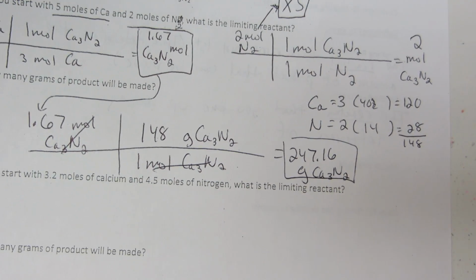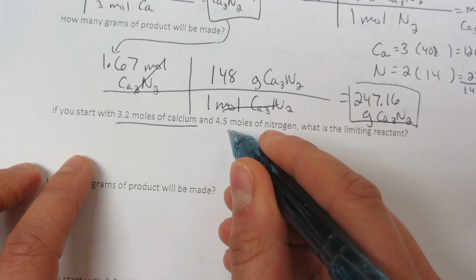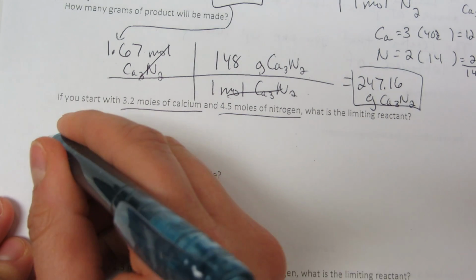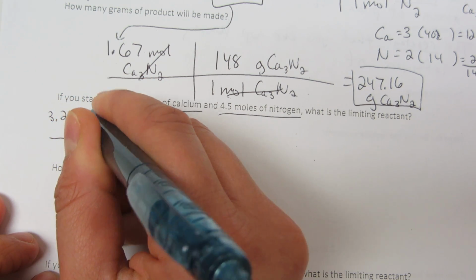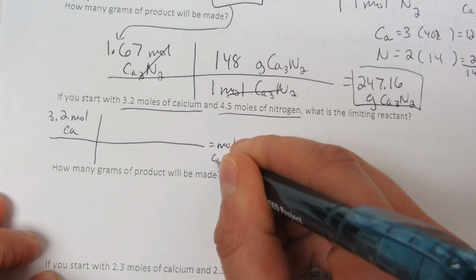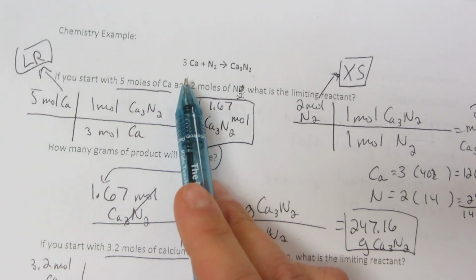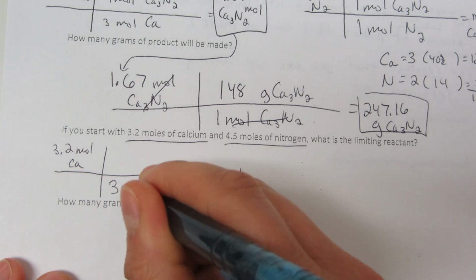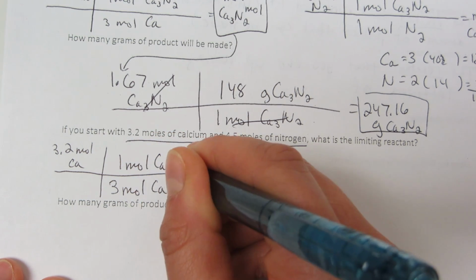Okay, we'll do one more. Let's say I have 3.2 moles of calcium and 4.5 moles of nitrogen. Which is the limiting reactant? So again, we need a T-chart for each. One-step T-chart. 3.2 mole of calcium, and we want to know the product's moles of calcium nitride. Just like the same ratio before, we have 3 moles of calcium for every 1 mole of calcium nitride. So the 3 moles of calcium on the bottom, 1 mole of calcium nitride is produced.